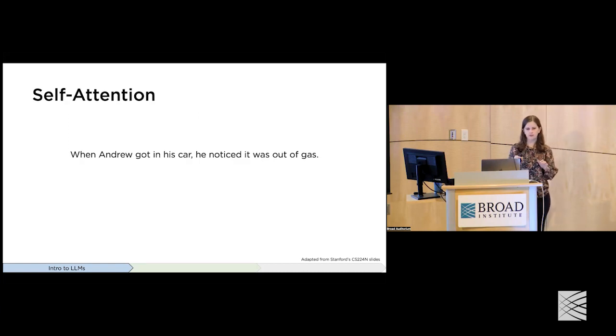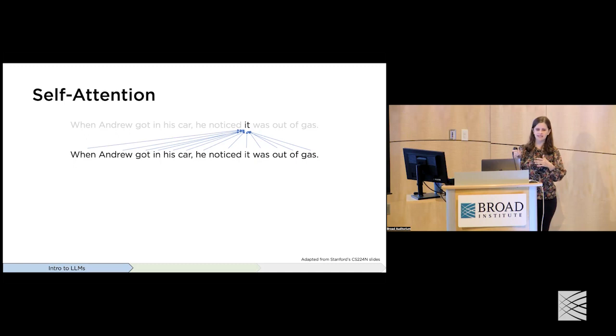So let's go into a little bit more detail about self-attention and assume you have the sentence, "When Andrew got into his car, he noticed it was out of gas." And let's focus on generating the representation for the word "it." At a high level, you can think of attention as updating the representation of the word by taking a weighted average of all the other words in the sequence, where the weights are learned during the training process.